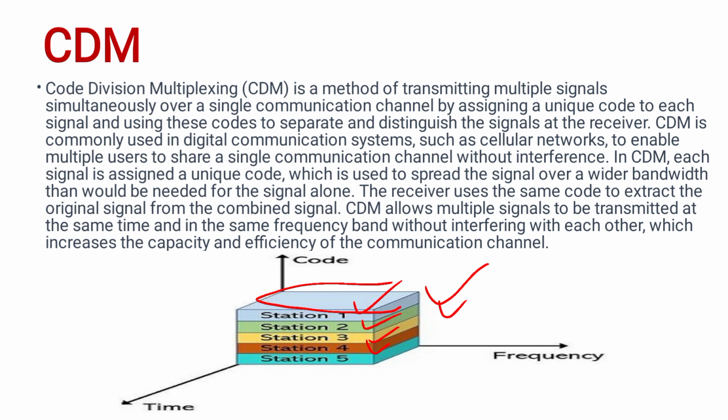CDM allows multiple signals to be transmitted at the same time and in the same frequency band without interfering with each other, which increases the capacity and efficiency of the communication channel. And this is about CDM. These are the three techniques which come before OFDM: FDM, TDM and CDM.